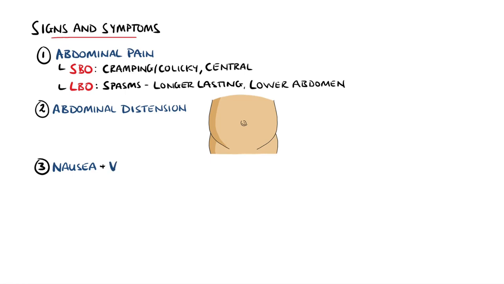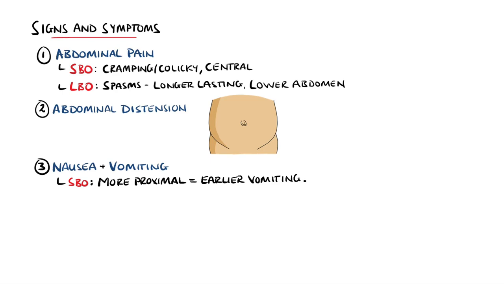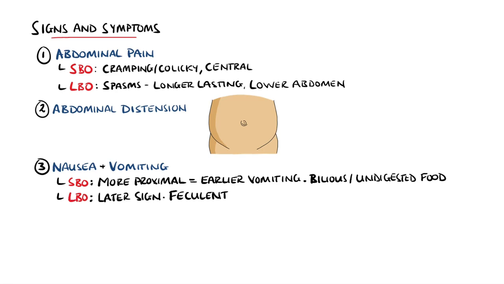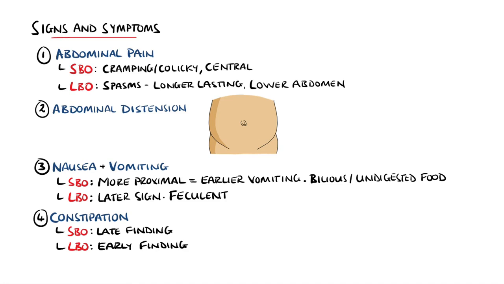Vomiting is also likely, with proximal obstructions suffering from vomiting earlier than more distal obstructions. Also, obstructions that are in the small bowel are more likely to vomit bilious material or even undigested food contents, while in large bowel obstructions, vomiting may be feculent. Constipation may also be seen, but in this case it is the opposite, in that it happens sooner in distal obstructions, while it is a late finding in proximal obstructions.